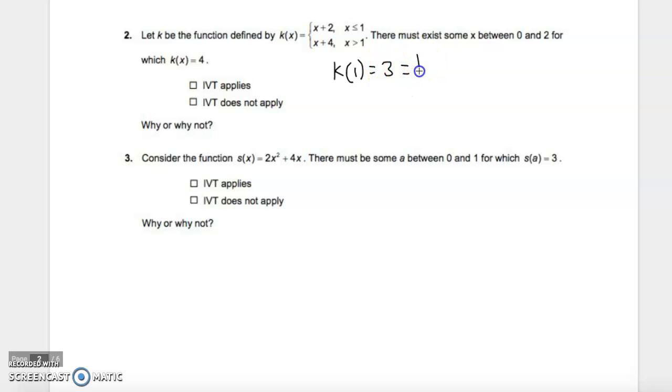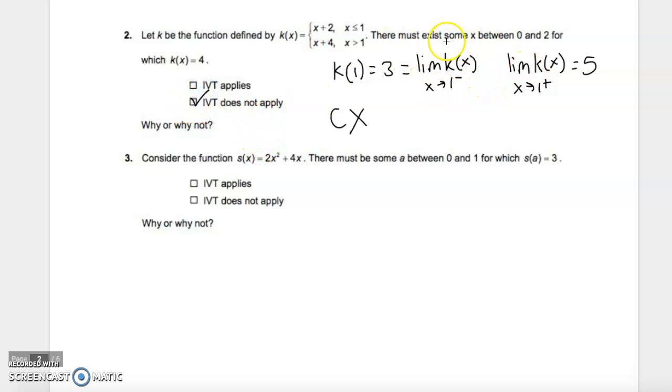That's also my left-hand limit of my function. And then I just have to check my right-hand limit as well. My right-hand limit is 5. And so since my function is not continuous, or I guess you can just put a little c with an x next to it, because my left-hand limit and my right-hand limit don't match, I can't apply the IVT here.